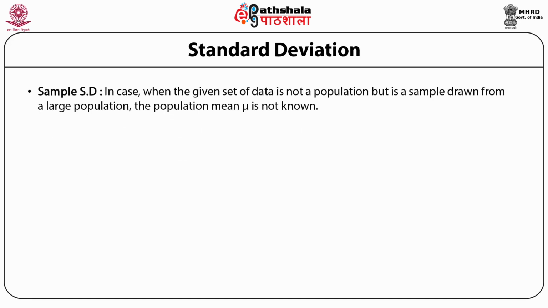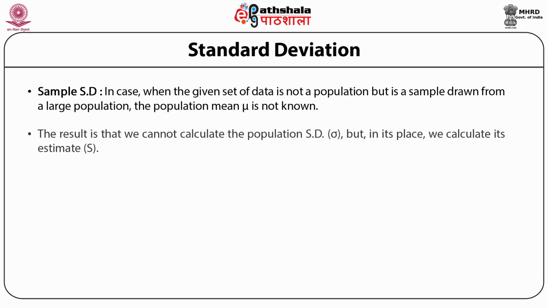Now, when the given set of data is not a population but a sample drawn from a large population, the population mean mu is not known. Therefore, in its place we use x bar, as I have told you, which is the estimate of mu obtained from the sample observations. The result is that we cannot calculate the population standard deviation, but we calculate its estimate. We represent the population parameters as mu and sigma, which is the standard deviation. And likewise, you can see in formula 5 that the best estimate of the population standard deviation can be defined as the square root of summation f into x minus x bar squared upon n minus 1.